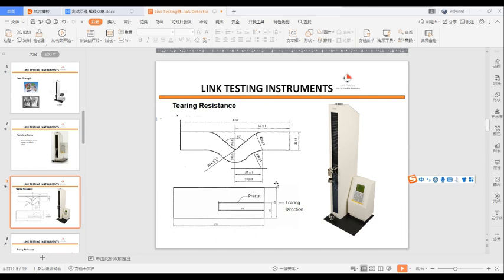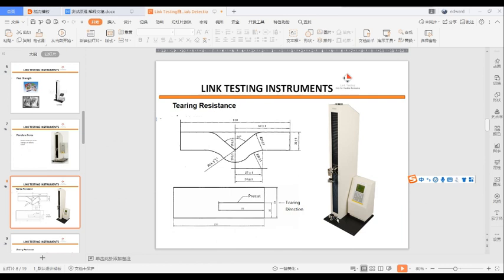Sometimes if the tearing force is too small, it's very easy to leak during transportation, storage, or in the process before the customer eats it. But if the tearing force is too big, it's very difficult to open. It will influence the customer's feeling. So usually packaging factories must do this testing. Sometimes we use the tensile tester, and sometimes we use the tearing tester. It follows different standards.